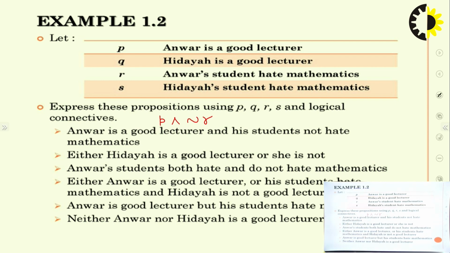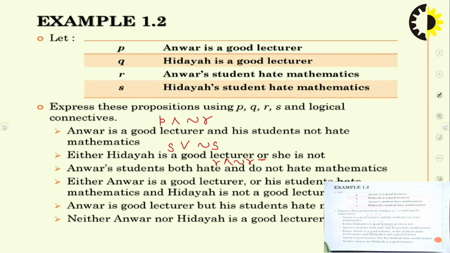Now, moving to the next one. Either Hidayah is a good lecturer or she is not. So, good lecturer means Hidayah, that is S. Not a good lecturer means not S. And we have to join it using OR. So, S or not S. Now, Anwar's students both hate and do not hate maths. So, Anwar's students hate maths is R and first, so R, not R, and we will join it with AND operator.